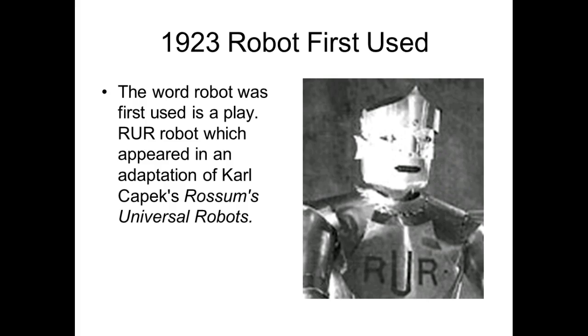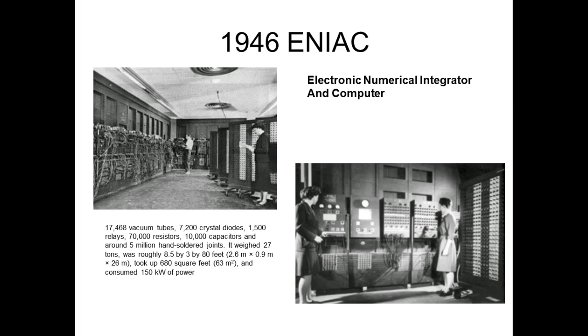And of course, it's being used loosely now. The first ENIAC computer, the Electronic Numerical Integrator and Computer, was actually 1946. Anybody know what this computer did? Who had all the money? Military. Yeah, this machine basically calculated trajectories for artillery.